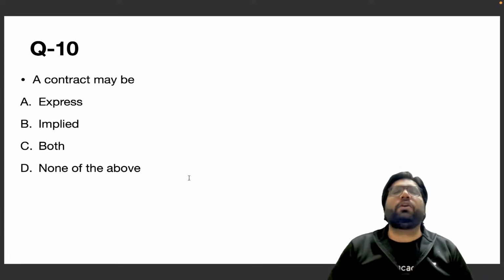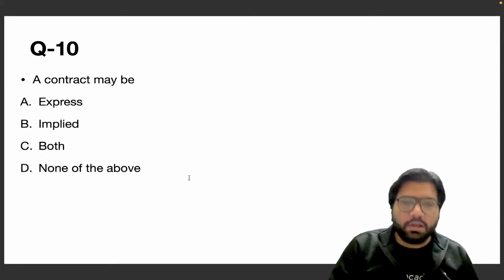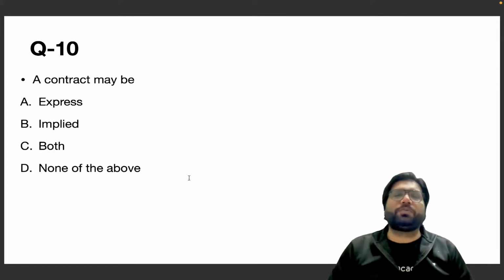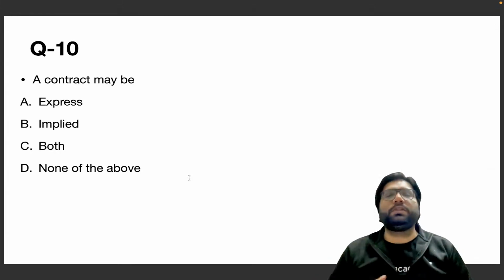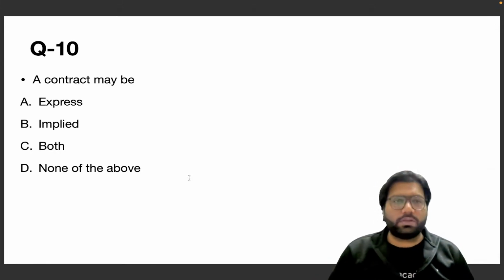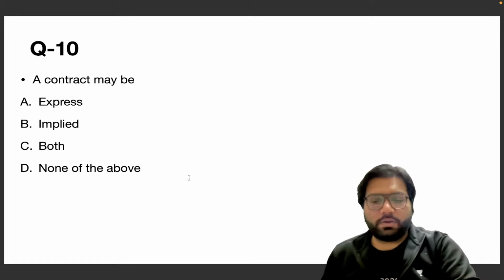And yes, a contract may be express and implied both. Express, which means oral and written as well. Implied, which means by the conduct as well. So that is your question number 10.